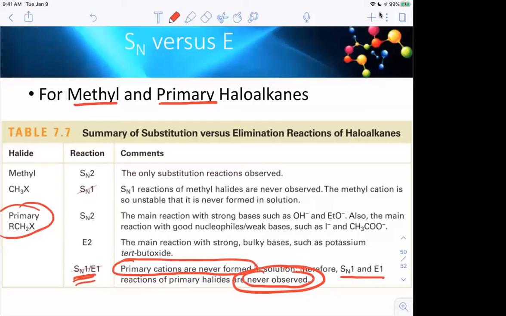Okay, so I will get SN2 as the main reaction if I have a strong base such as OH minus and EtO minus, so ethoxide or hydroxide. This is also going to be the main reaction with good nucleophiles, which are also weak bases, such as I minus and acetate anion. So SN2 will be favored by strong bases and really good nucleophiles, which are weak bases.